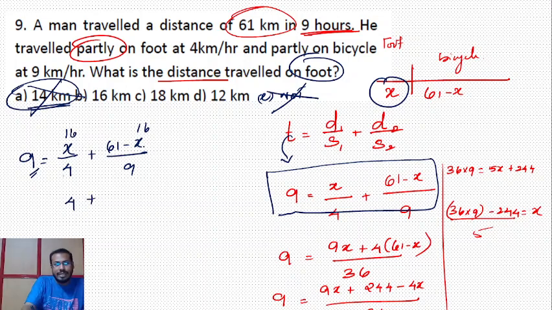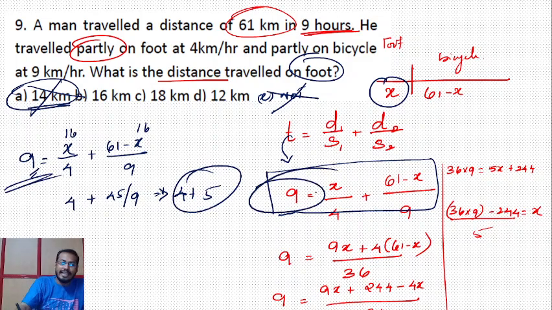So let's take 61 minus 16, which is nothing but 45. 45 divided by 9 is 5. So 4 plus 5 is 9. That's what they are asking. That's it. So this is the answer. Simple way you can get the answer.